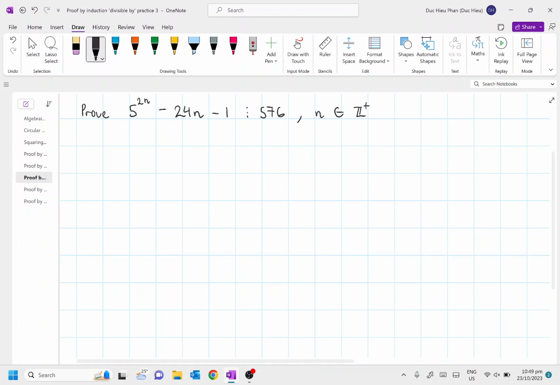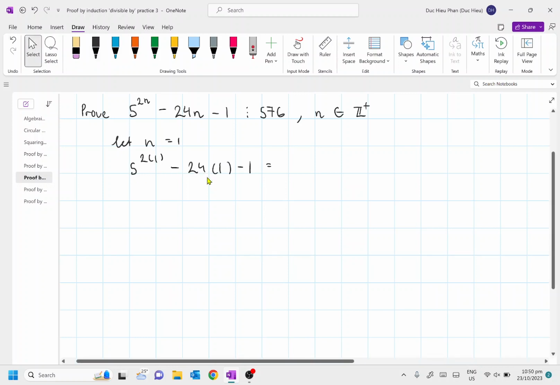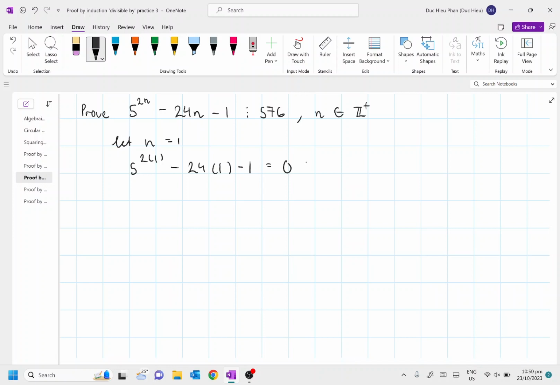So n belongs to positive integers, and so we start with let n equals 1. Then we substitute 1 into it, and that is equal to 25 minus 24, that's 1 minus 1, that's 0. And 0 is divisible by all numbers. So, therefore, true for n equals 1. Then we assume true, and again, if you want to skip this, it's okay.